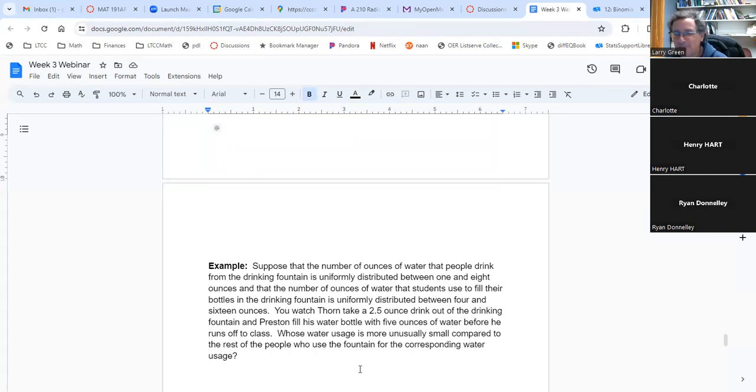Now from chapter 2, how do we determine how unusually small something is? Z-score, exactly. So what we need to do is find the Z-score for the drinking out of the fountain and the pouring the water bottle. Any questions on that idea? To find a Z-score, what things do we need? What numbers do we need to find a Z-score? It was in the formula for Z-score. What do we need?